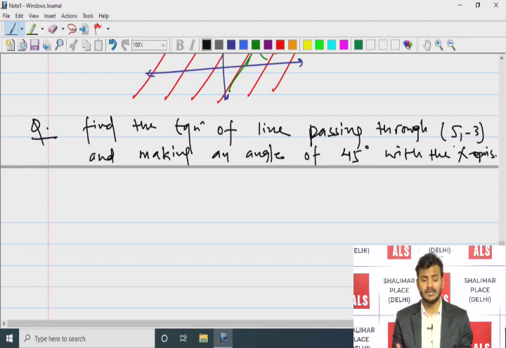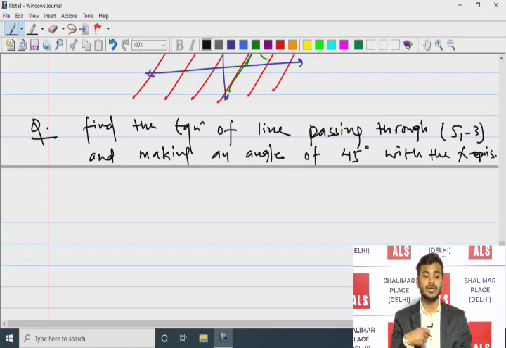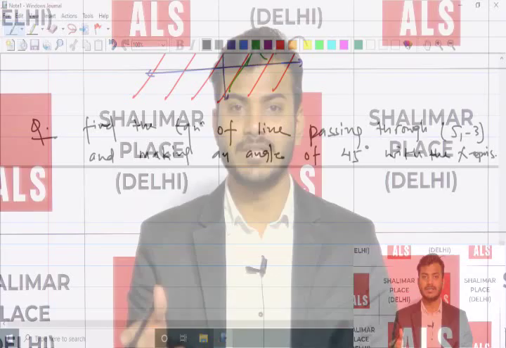When nothing is mentioned, like we are simply saying with the x-axis, means you are going to consider with the positive x-axis and in the anti-clockwise sense, if nothing is mentioned, right? Otherwise they will tell you with the positive x-axis but in the clockwise direction. So you have to take the minus sign accordingly. But yeah, for now this is 45 degrees, plus 1 slope means, right?